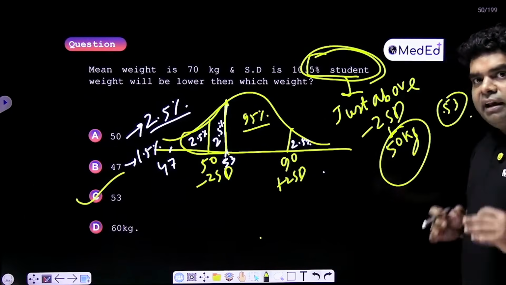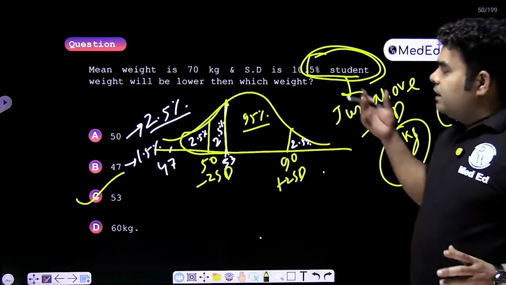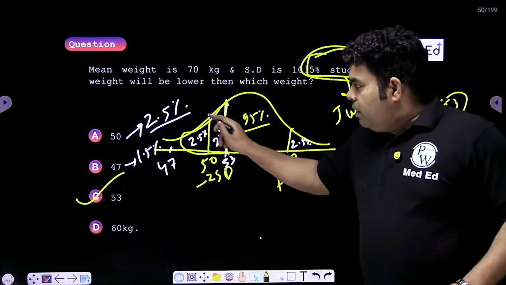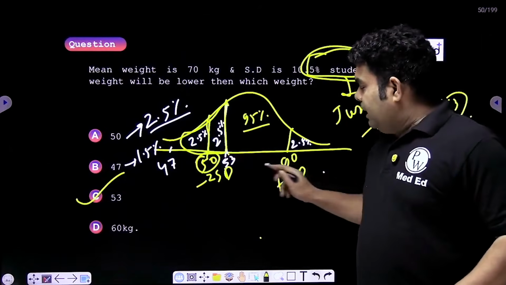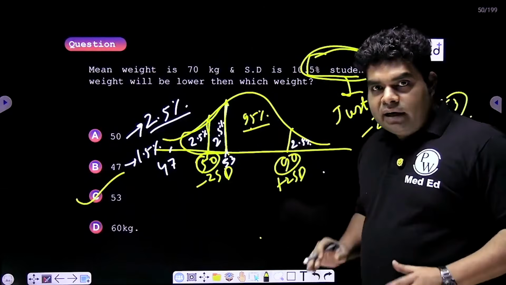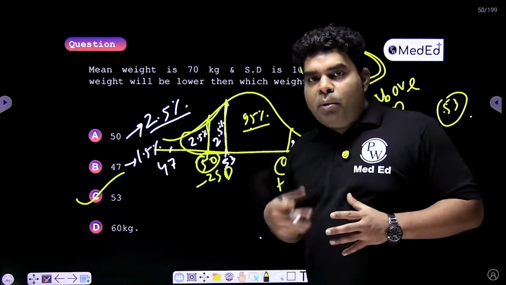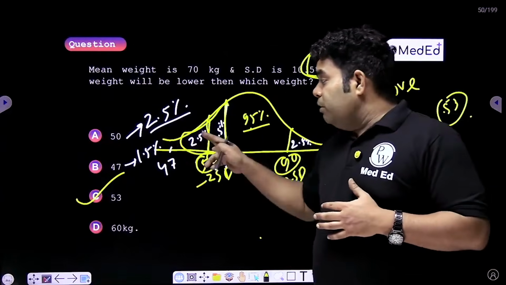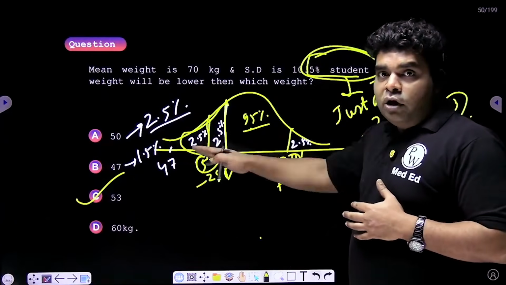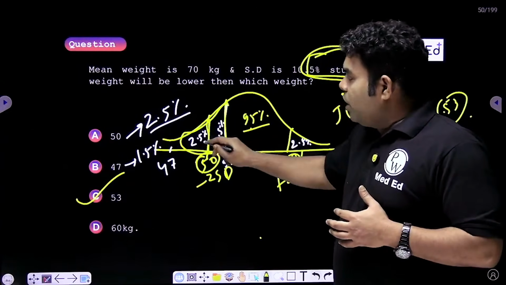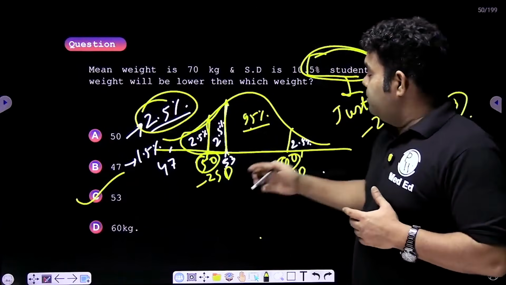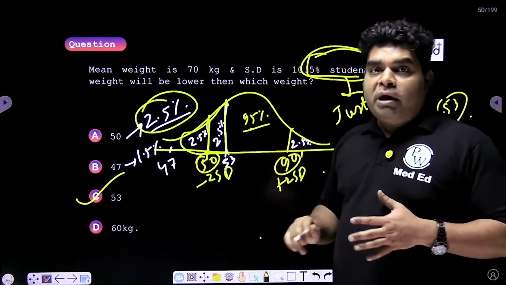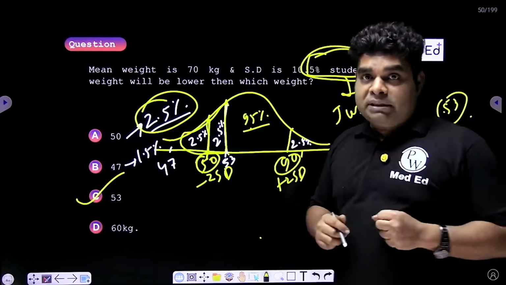What I was explaining in Hindi was that if they ask about 5% student, answer cannot be 50 kg. Why? Because between 50 to 90, 95% are there. So if you remove 95 from 100, 5% are left. And that 5% will not be on one side. That will be 2.5 and 2.5% on both sides. So below 50, you have only 2.5%. And similarly, above 90 also there is 2.5%. So below 50, there is only 2.5%. And in the question, they're asking about 5%.